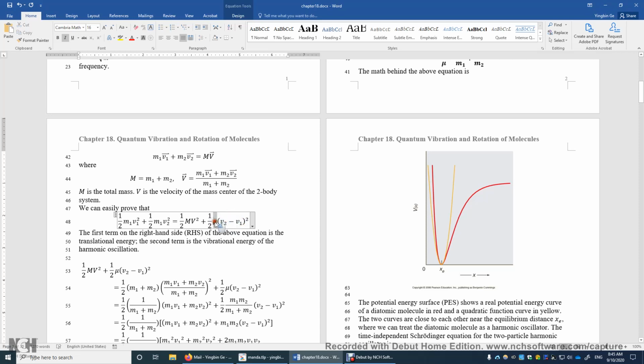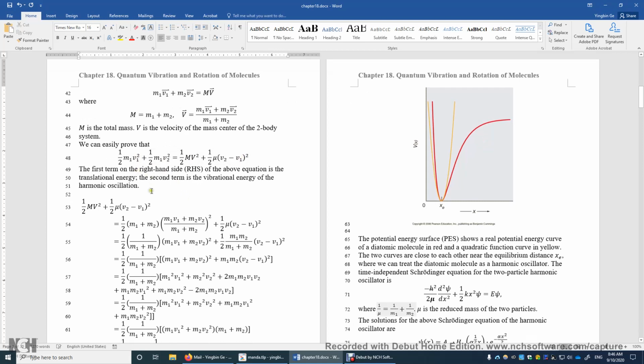And then this mu, again, is simply m1 times m2 over m1 plus m2. Or you can say the reciprocal of mu is the sum of the reciprocal of m1 plus the reciprocal of m2.